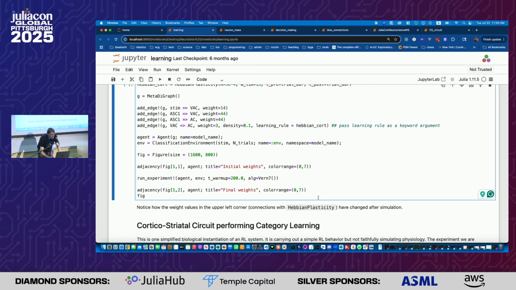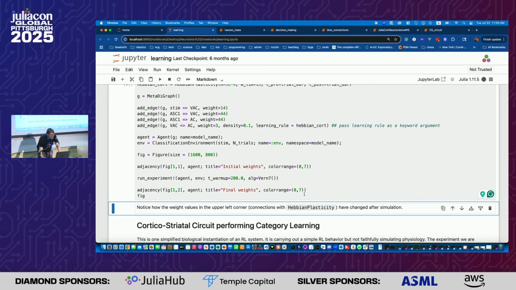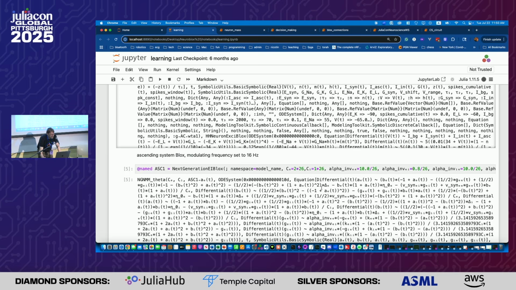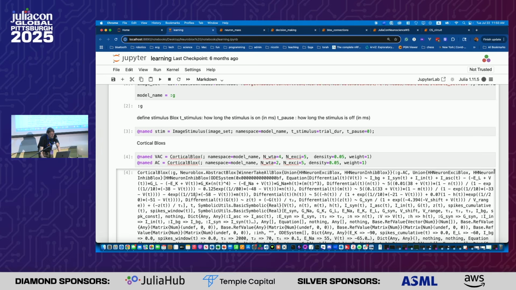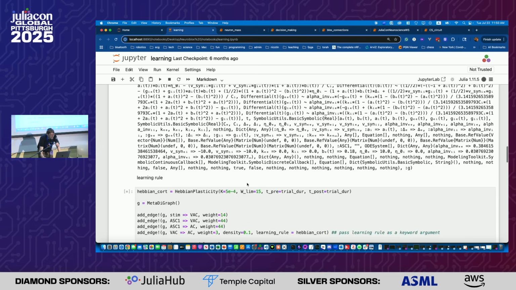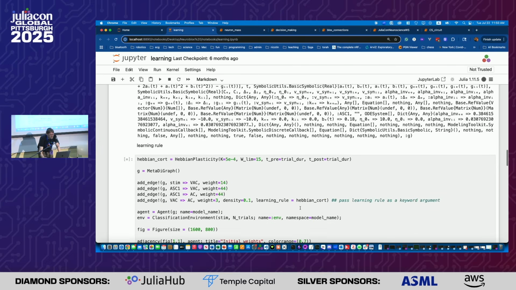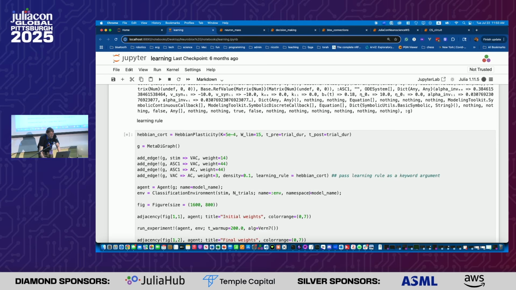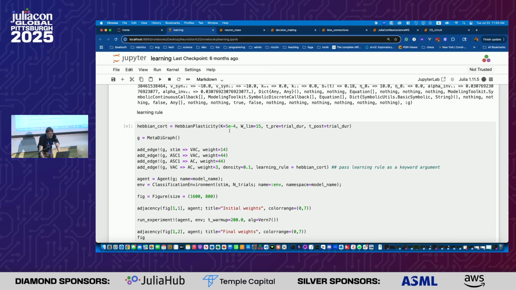And so what we're essentially building here is a system that can now learn, right? So the idea is that we create this cortical block, the visual cortical block, then the cortical block. We have a stimulus, again, like in the last example, that is set. We have an ascending system that pulses, that gives the rhythm. And then we create a Hebbian plasticity rule. So it's a learning rule. And the learning rule is just a Hebbian rule, right?